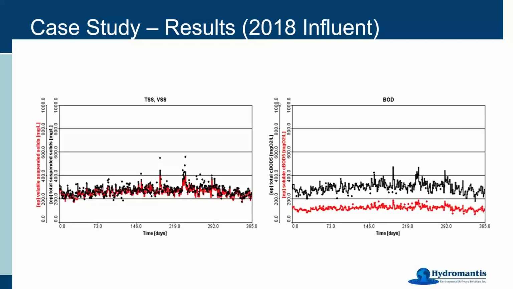The calibration was done using the 2018 data. And in this dynamic calibration, the model read in the data for influent COD, TKN, and ammonia. So we're only showing the results for TSS, VSS, and BOD here. In these two graphs, the dots are the data we're comparing to, and the solid lines are the model predictions. As you can see, the model predictions match the data very well. So we have done a pretty good job on the influent characterization.